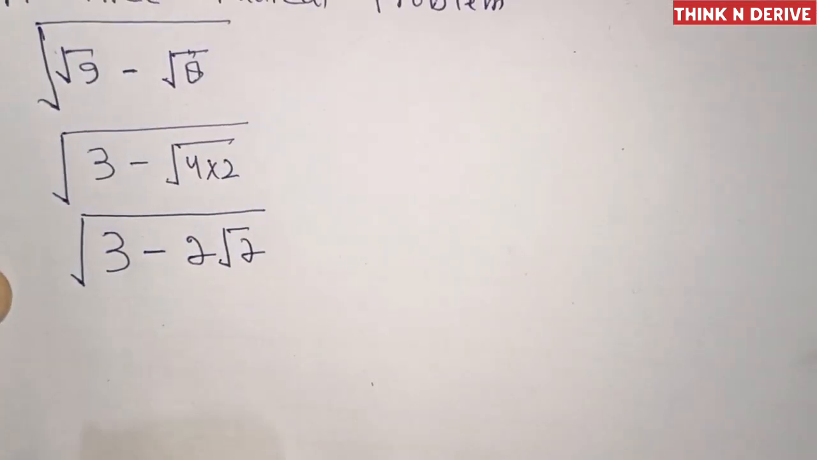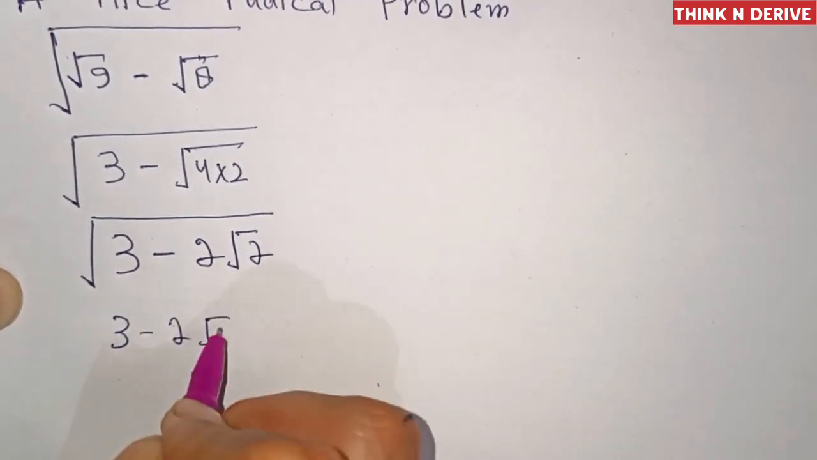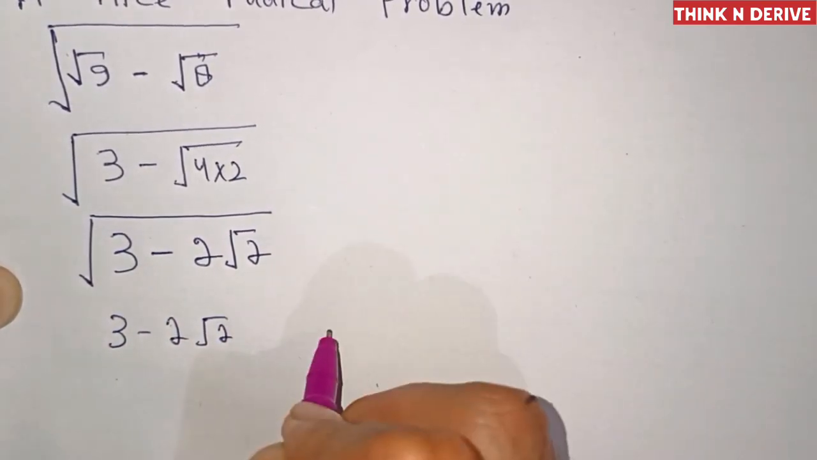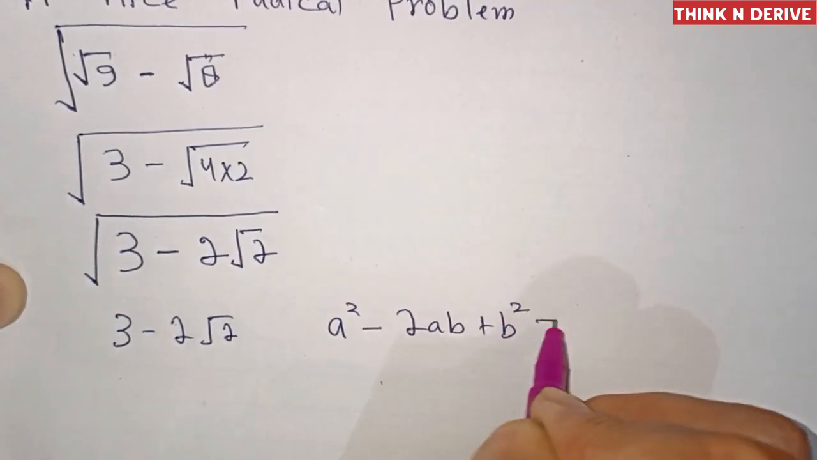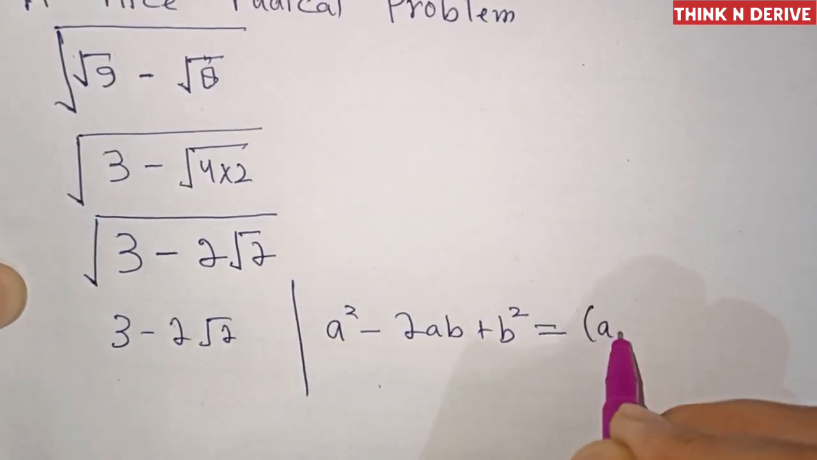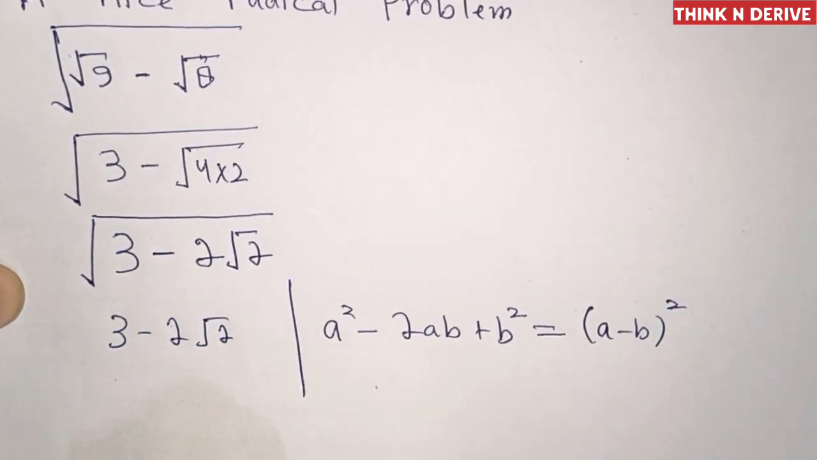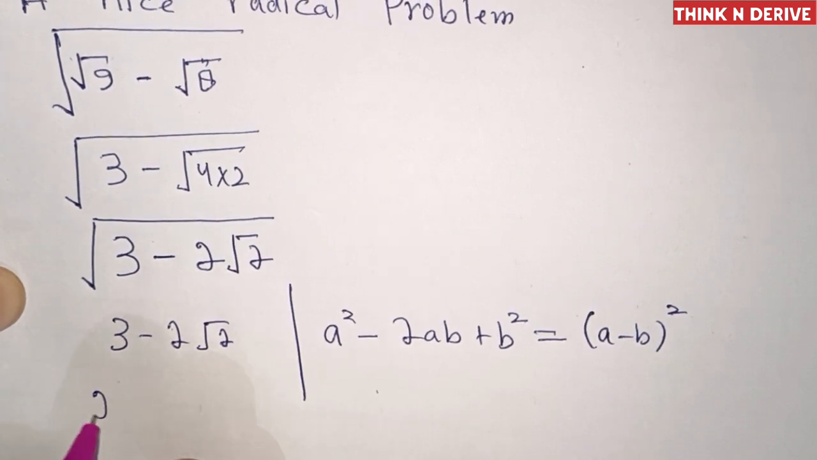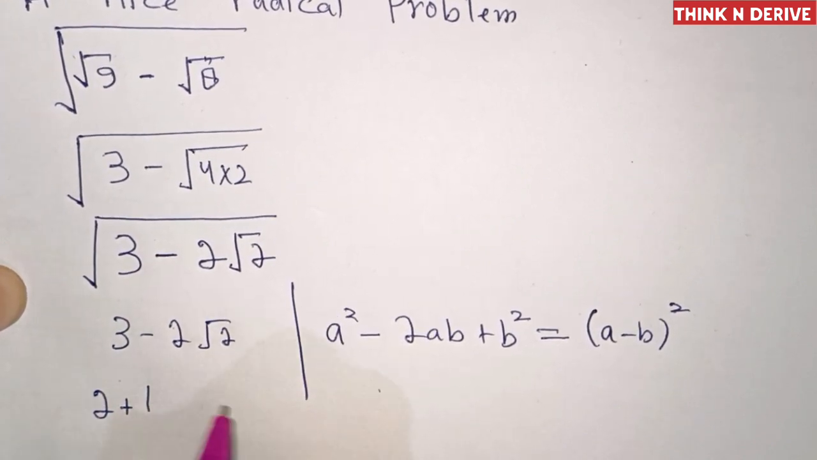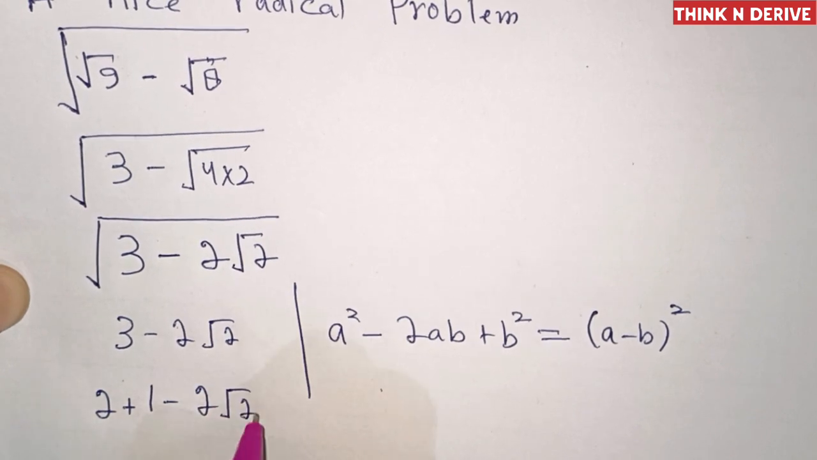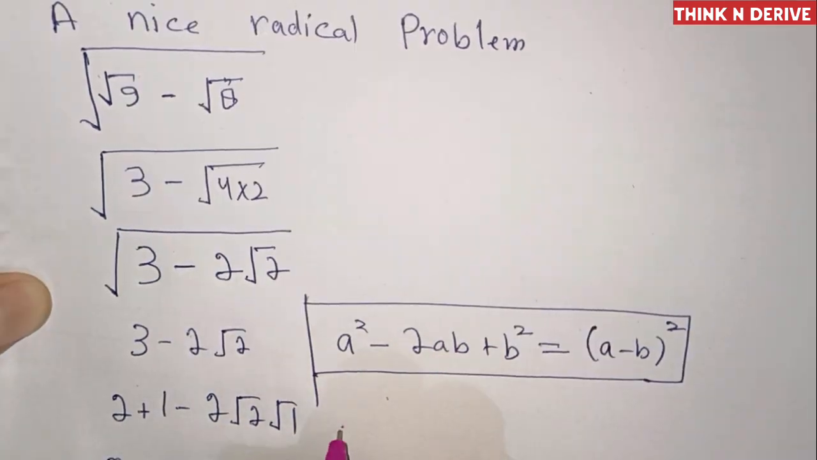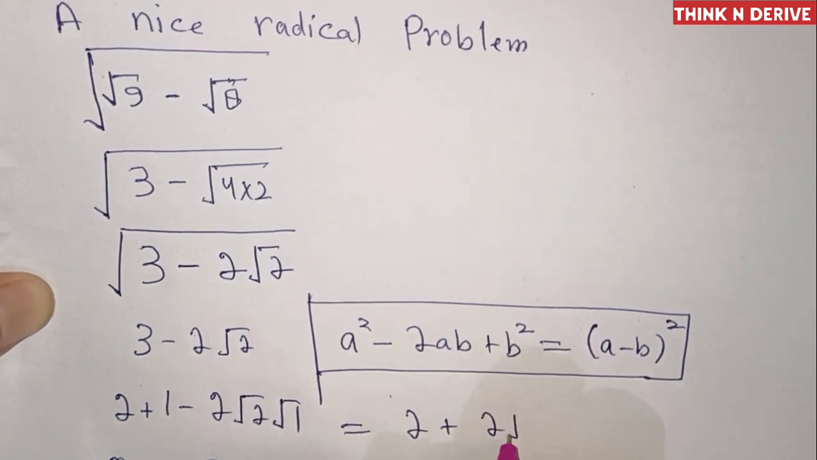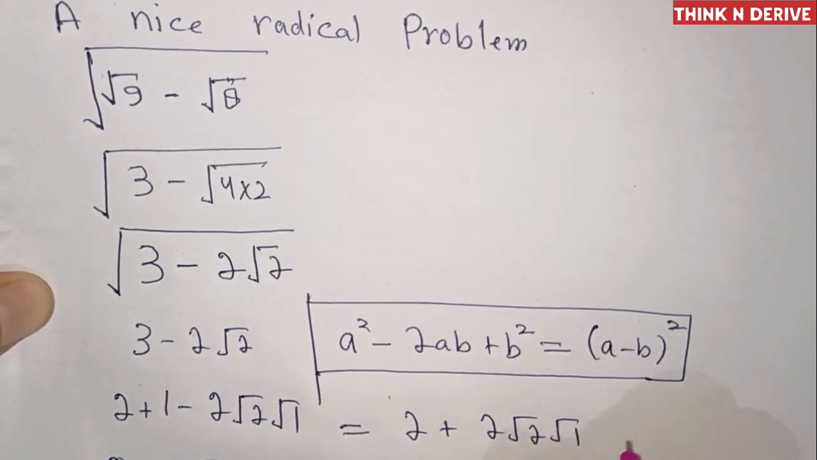now what will we do? We'll make this 3 minus 2 under root 2. We will make this an identity, that is a square minus 2ab plus b square, which is equal to (a minus b) square. So we'll write this 3 as 2 plus 1, minus this as 2 under root 2 under root 1, right? So this is equal to, now we'll exchange the terms, we'll write 2 plus 2 under root 2 under root 1 plus 1.